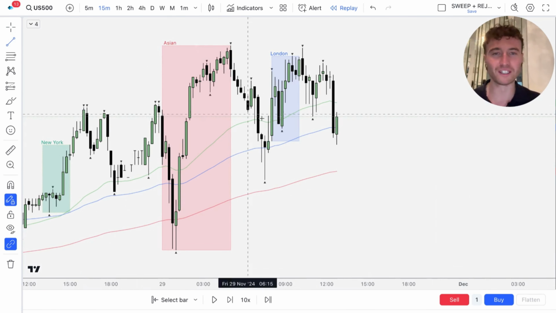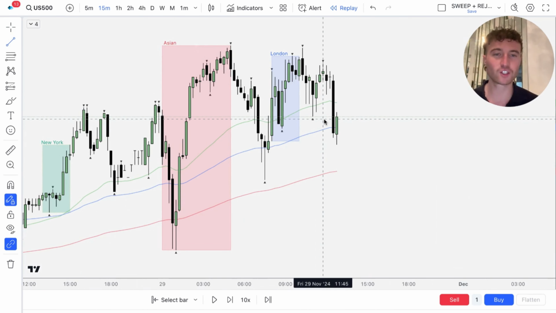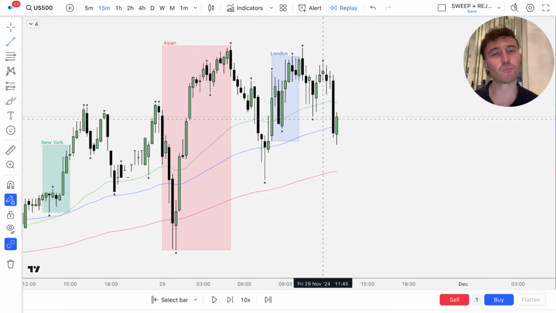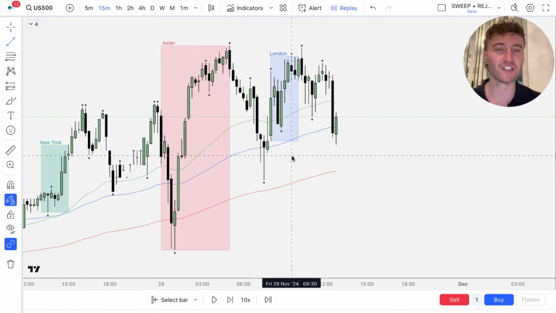So let's have a look right here. This was a trade that I just took today with all of the members at Toto Capital. The exact entries, take profits, stop loss, etc. were all given to the members. But let's break it down so you guys can understand why it was taken as well.